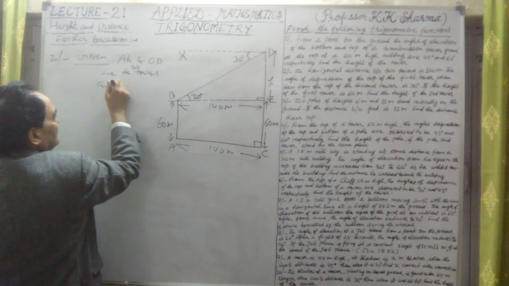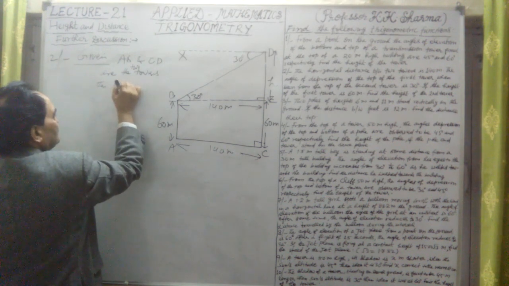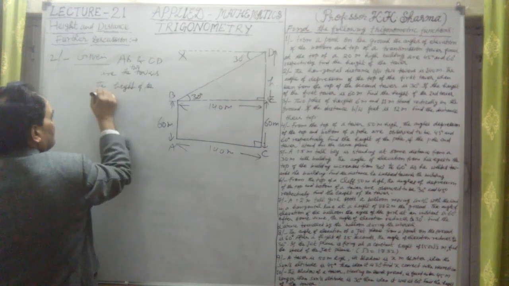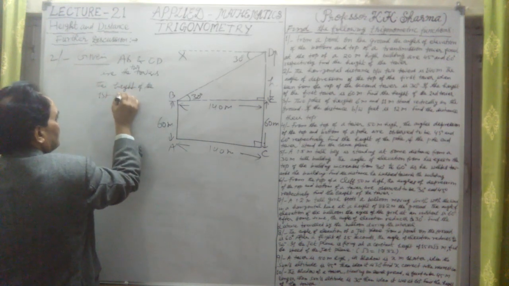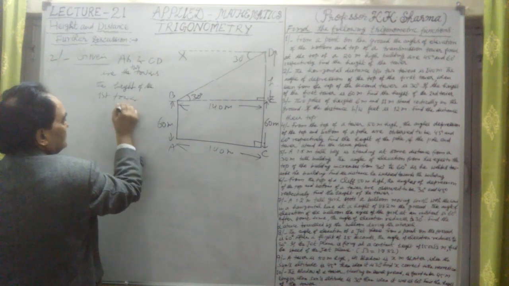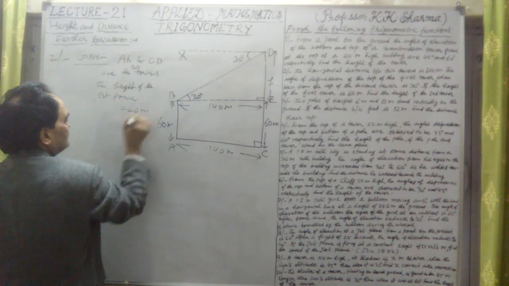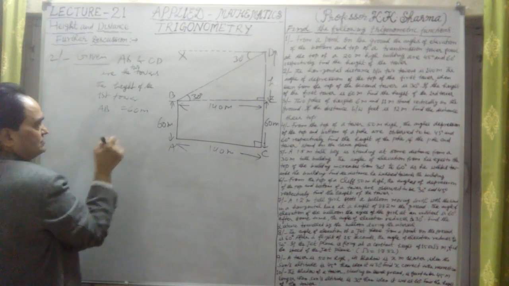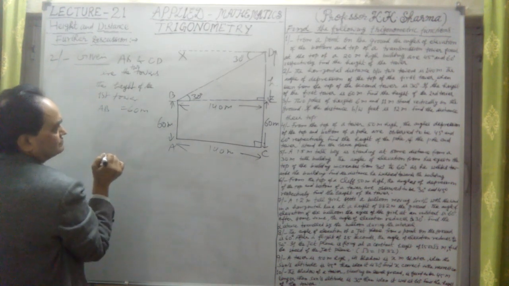The AB, okay, the height of the first tower is equal to 60 meter. The first tower is AB. AB is equal to 60 meter. This is given to us.